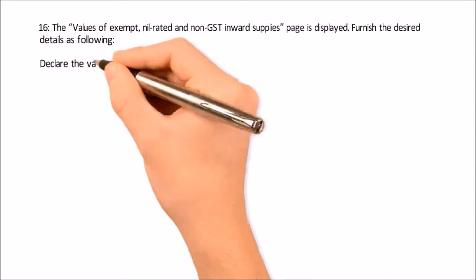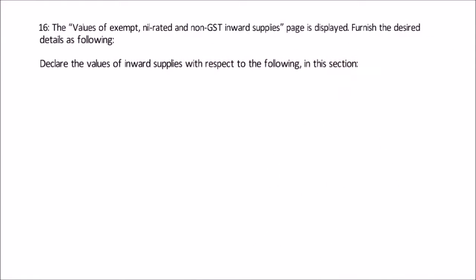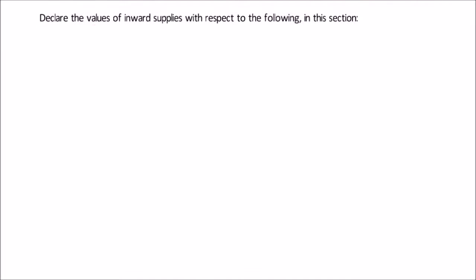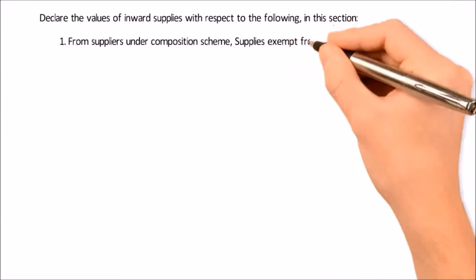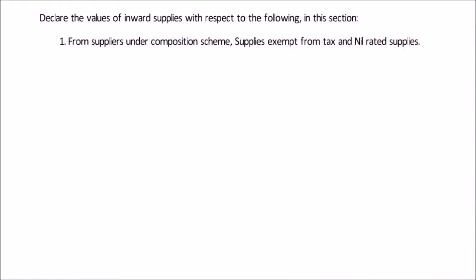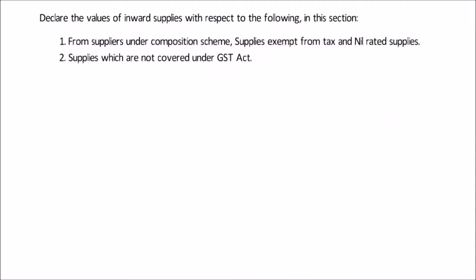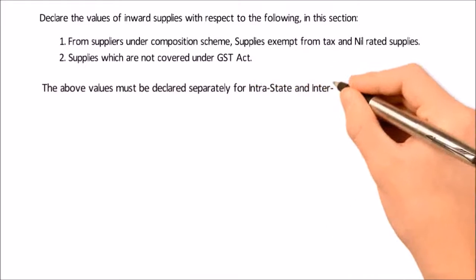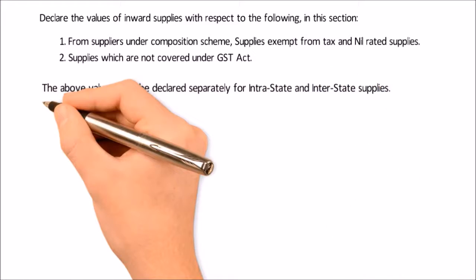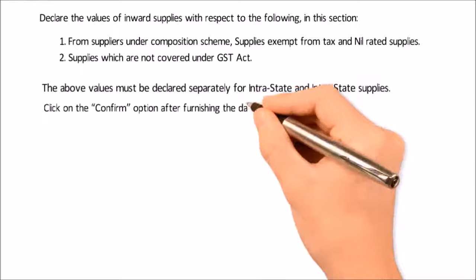Declare the values of inward supplies with respect to the following, in this section. 1. From suppliers under composition scheme, supplies exempt from tax and nil-rated supplies. 2. Supplies which are not covered under GST Act. The above values must be declared separately for intrastate and interstate supplies. Click on the Confirm option after furnishing the data.